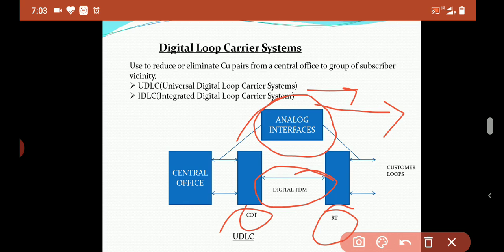Therefore, the use of UDLC is transparent to both the switch and subscriber. The simplest mode of operation, the UDLC uses pure multiplexing between COT and RT. So there is one-to-one correspondence between the particular TDM channel and the COT or RT interface pair. So this is the arrangement of UDLC.